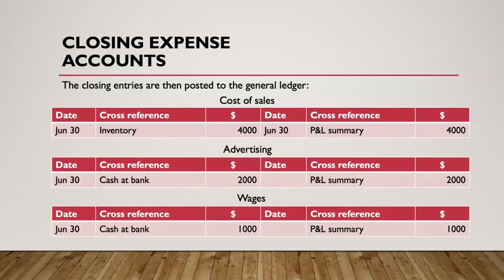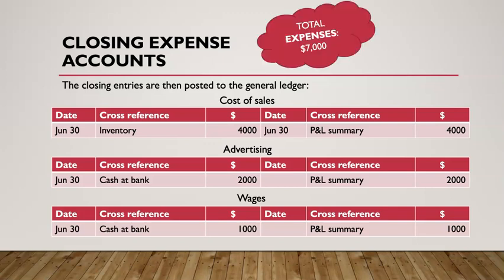All 3 will now have credits with a cross-reference of P&L summary. And this has meant that if you look at them, they balance out, they have all been made zero. And we now recognize we have total expenses of $7,000 for that period.